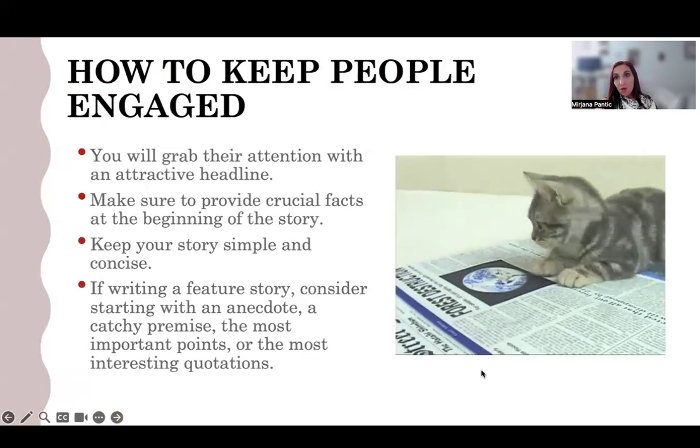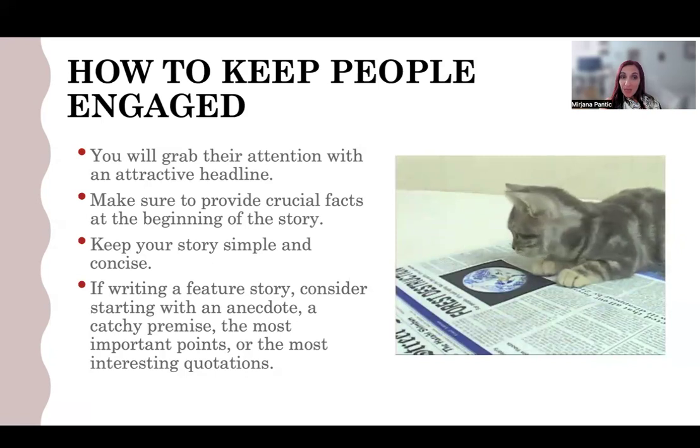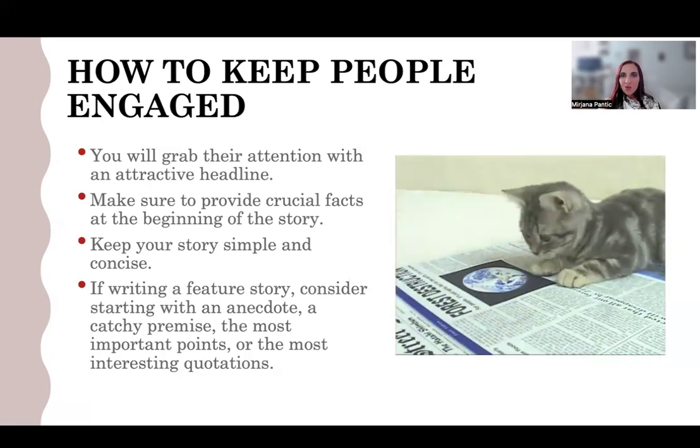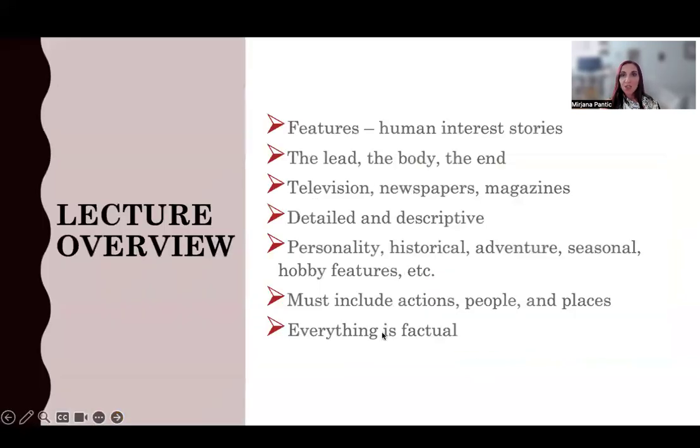How do we keep people engaged when writing feature stories? You will grab their attention with an attractive headline. So you need to have that catchy headline, and then you also need to have an engaging lead, an engaging first paragraph of your story. Make sure to provide crucial facts at the beginning. Keep stories simple and concise. You can go into details, but remember, depending on the type of magazine or online newspaper that you write for, you really want to make sure that everybody understands what you're saying. So you can be descriptive, but also remember that everybody needs to understand your words. In writing a feature story, consider, and I'm repeating this again, starting with an anecdote, a catchy premise, the most important points, or simply the most interesting quotations.